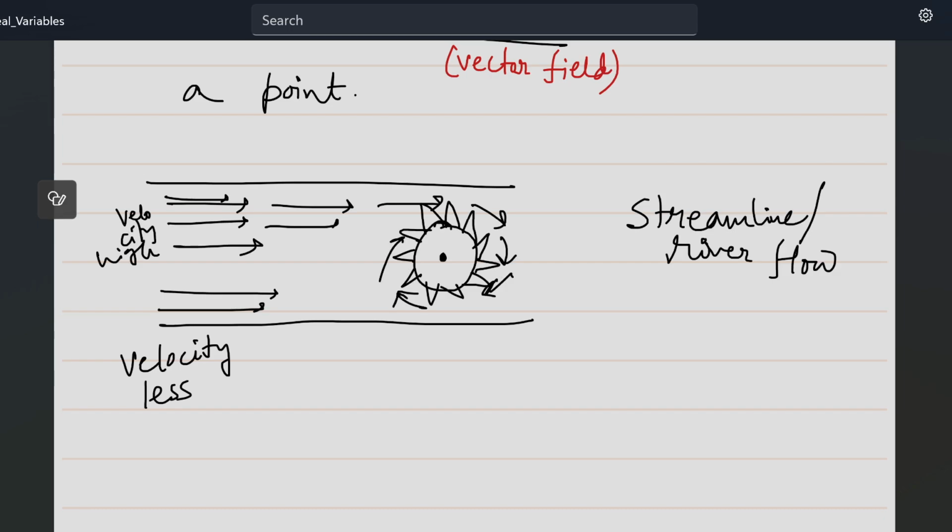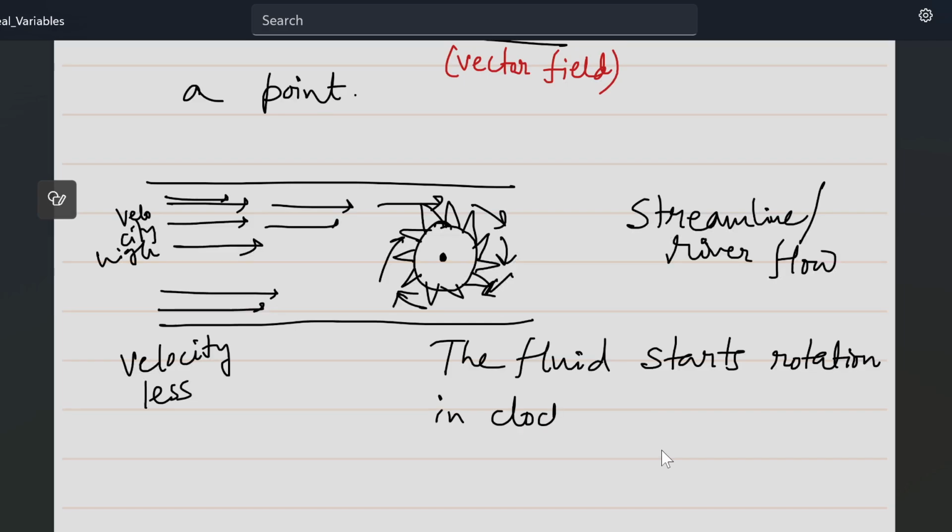But how do you represent the direction, whether it is clockwise or counterclockwise? Suppose you have a case where the velocity is low in the upper part and high in the lower part, then it will start rotating counterclockwise. How will you take the direction? Usually we take clockwise direction as negative. Usually the physicists take that. So the fluid starts rotating around that circle in which direction? Clockwise.